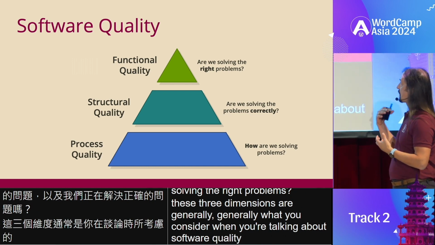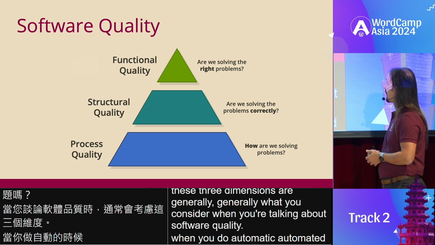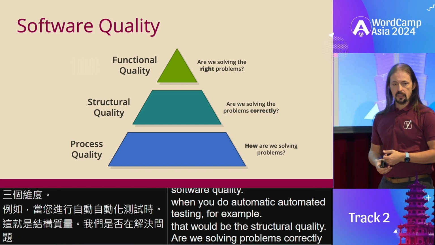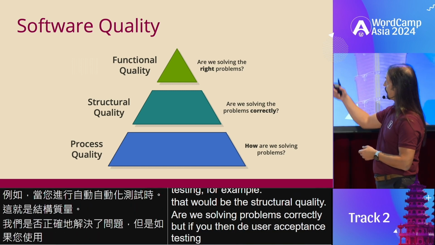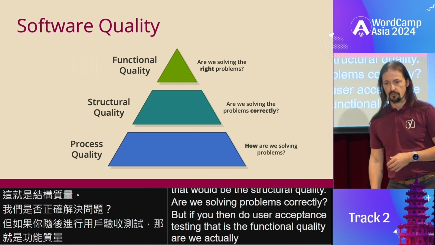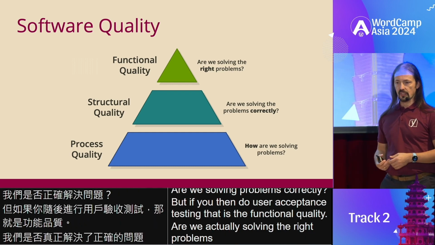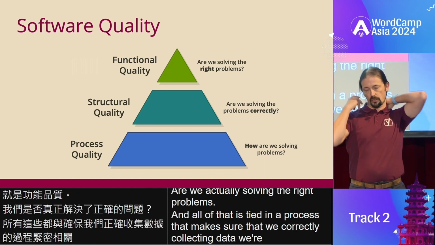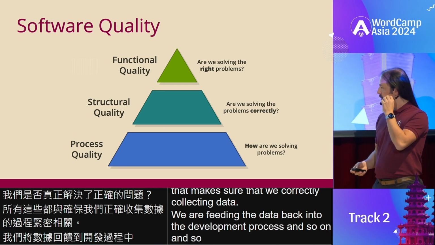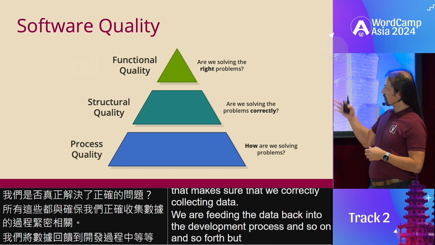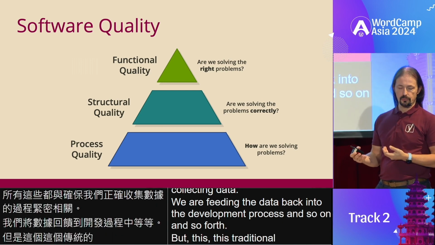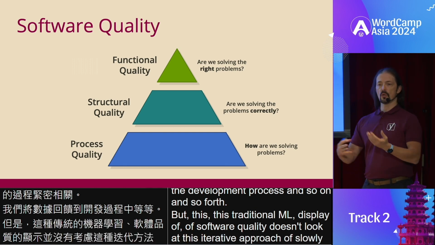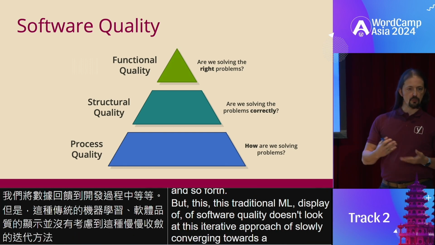When you do automated testing, for example, that would be the structural quality. Are we solving problems correctly? But if you then do user acceptance testing, that is the functional quality. Are we actually solving the right problems? And all of that is tied in a process that makes sure that we are correctly collecting data, feeding the data back into the development process, and so on and so forth. But this traditional view of software quality doesn't look at this iterative approach of slowly converging towards a system where you introduce fewer assumptions.